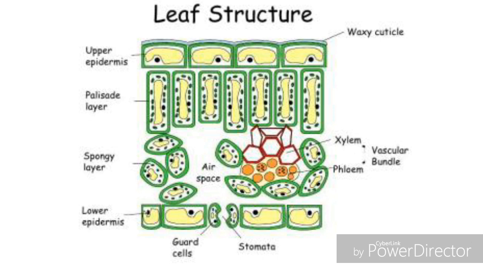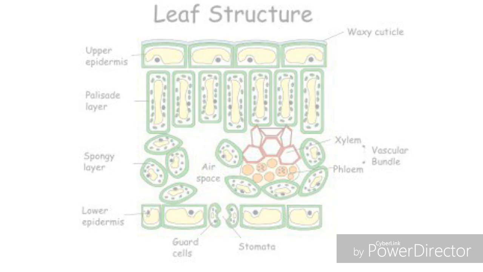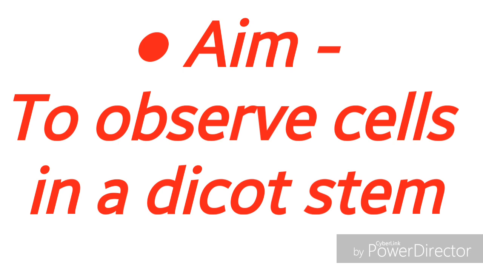In addition to that, you can see stomata, which are responsible for exchange of gases and transpiration. So the upper portion of the leaf contains more number of chloroplasts, so that the leaf is exposed to photosynthesis.